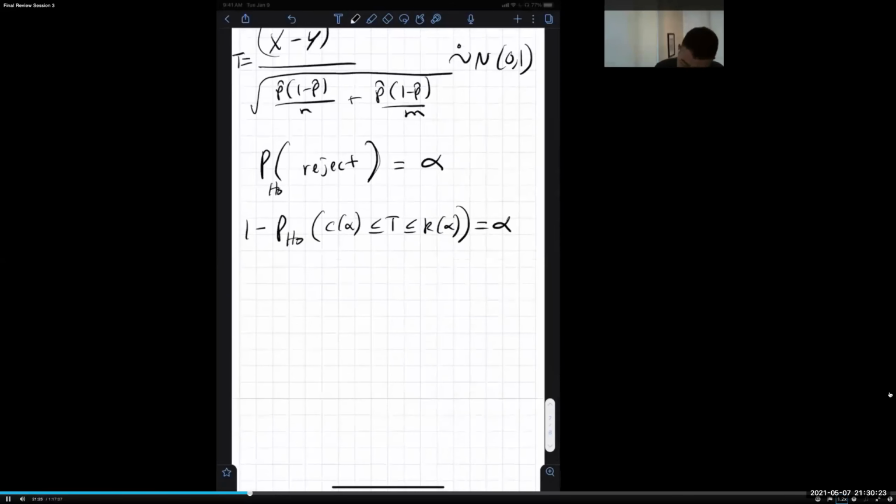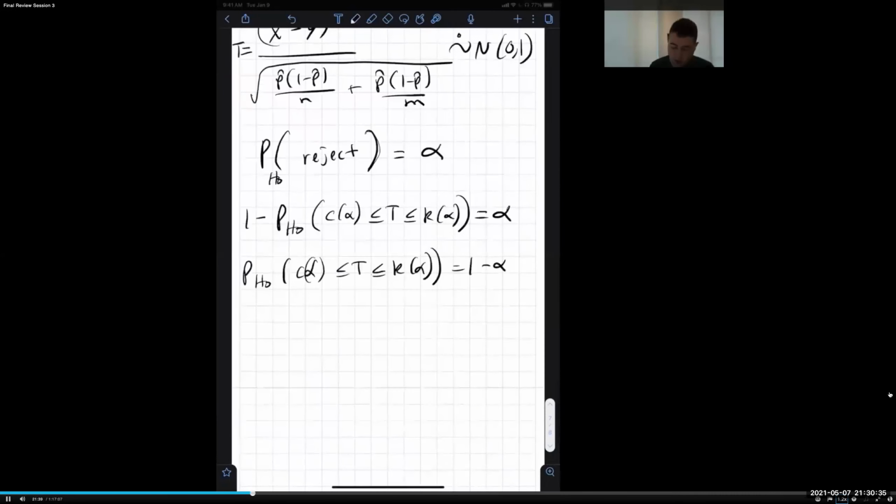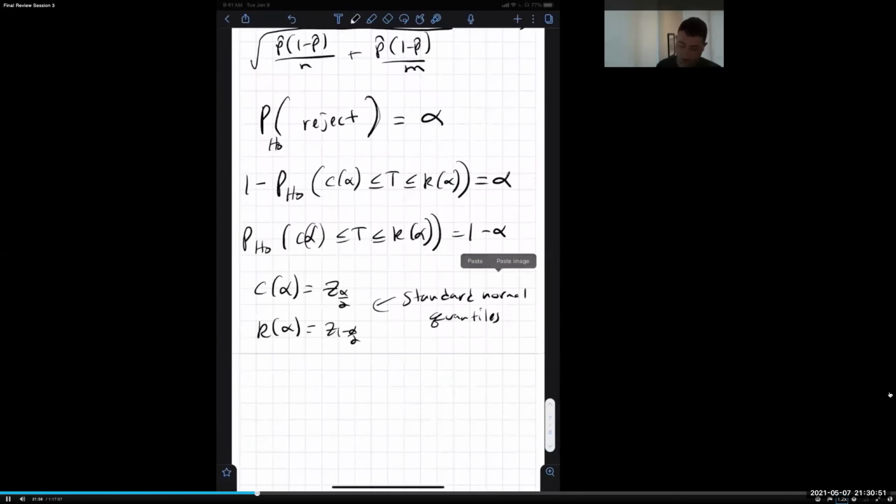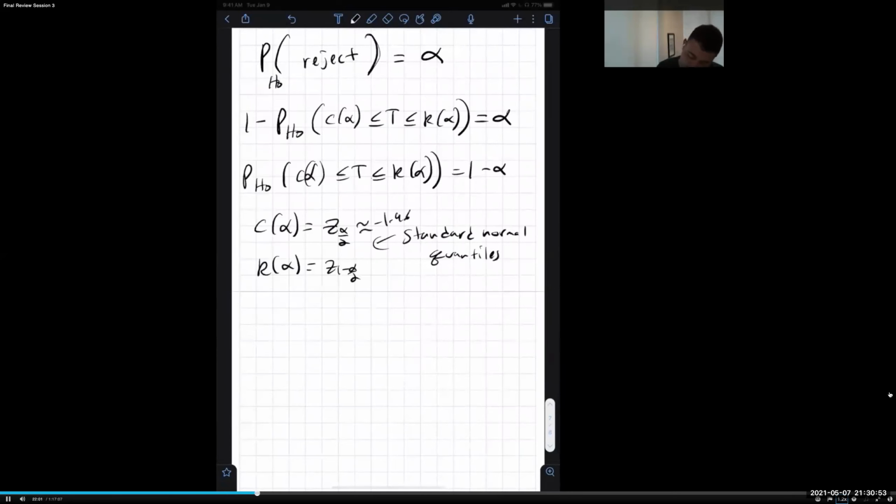And so essentially I'm going to need this to be true. And this is a normal distribution, essentially 0, 1. So we can just pick C alpha equal to Z alpha over 2 and K alpha equal to Z 1 minus alpha over 2. These are the standard normal quantiles, and that will hold. These are approximately negative 1.96 and 1.96 respectively.